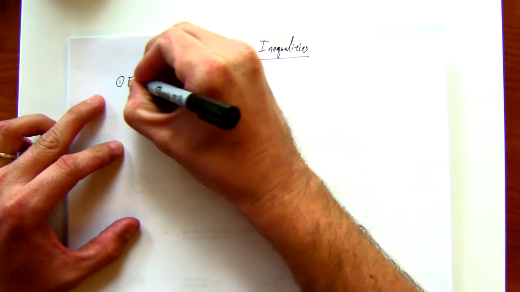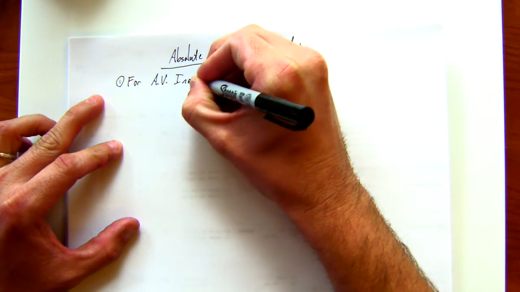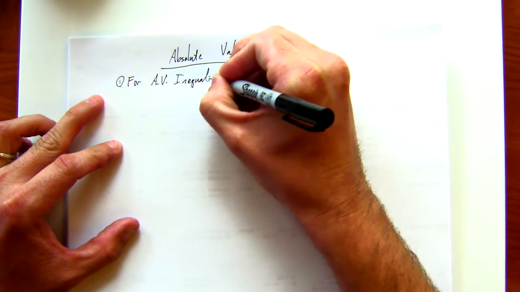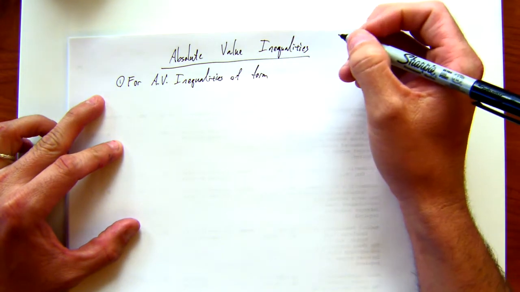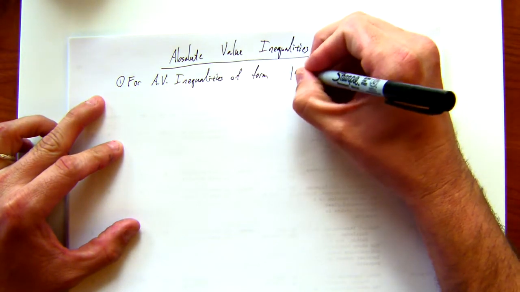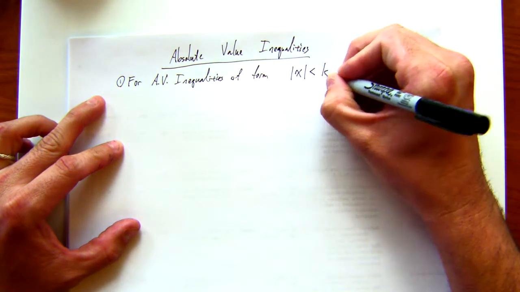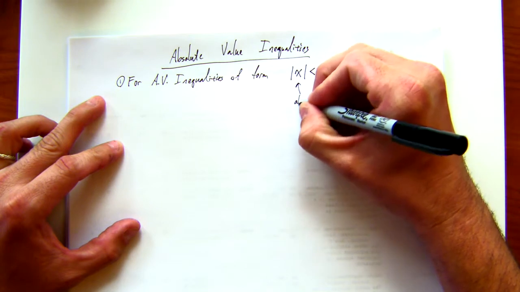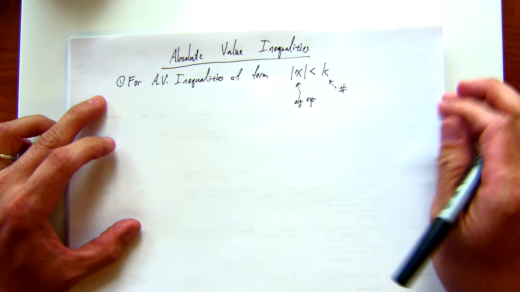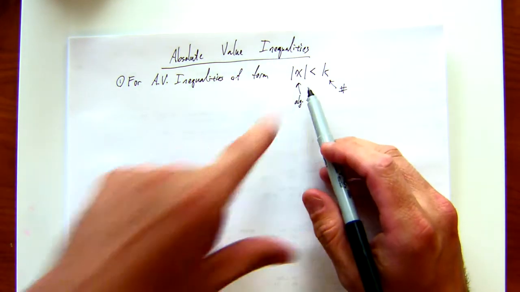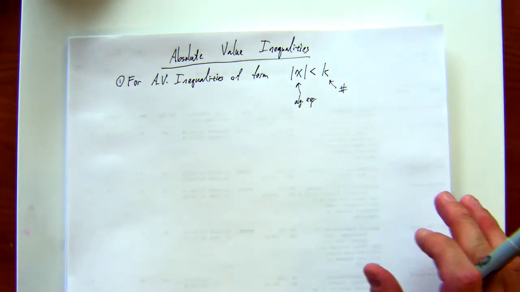One, for absolute value inequalities of the form, the absolute value of some algebraic expression is less than a number. Again, this is an algebraic expression. This is a number. Well, what do we do with the equation? We broke it up into two different things, right?